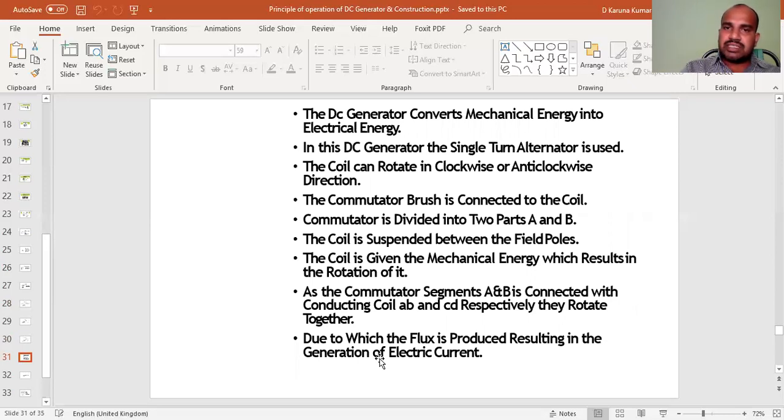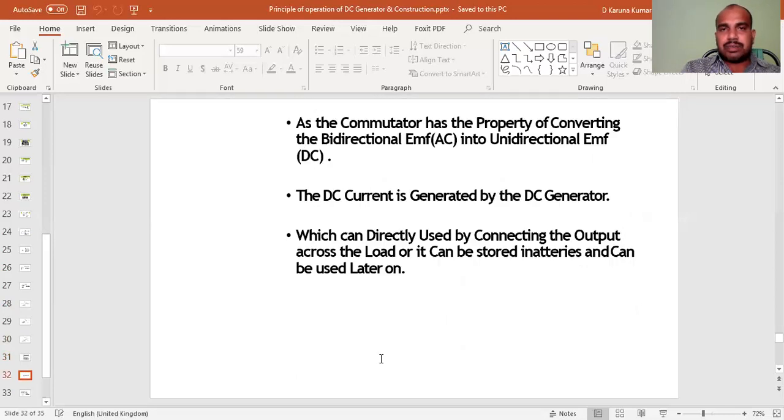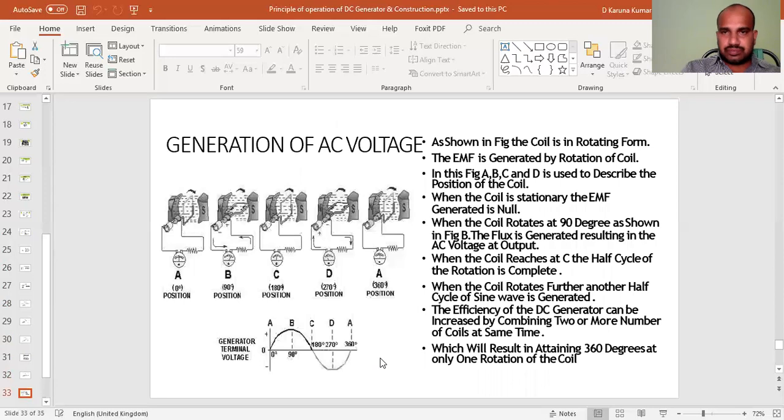The DC generator depends upon Faraday's laws of electromagnetic induction. The first law is that whenever a conductor cuts the magnetic field, an EMF is induced in the conductor. The second law is that E is directly proportional to dφ/dt. Then DC current is generated by the DC generator.